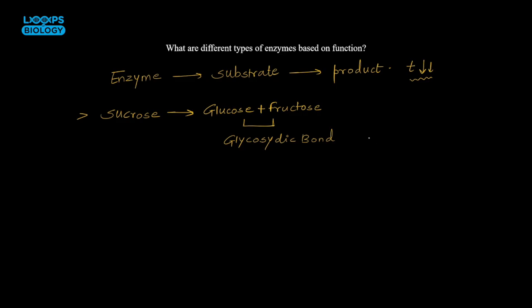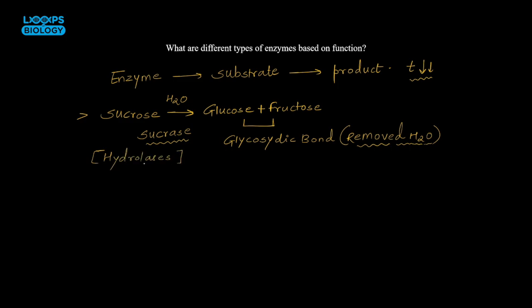During glycosidic bond formation, I have removed a water molecule. Correct? Are you remembering that? So during that glycosidic bond formation, I have removed the water molecule. So whenever I am introducing the water molecule again, in the presence of the water molecule, the enzyme sucrase is going to break down the sucrose into glucose and fructose. Got my point? So there is a category called hydrolysis, which uses water to break down a bond.